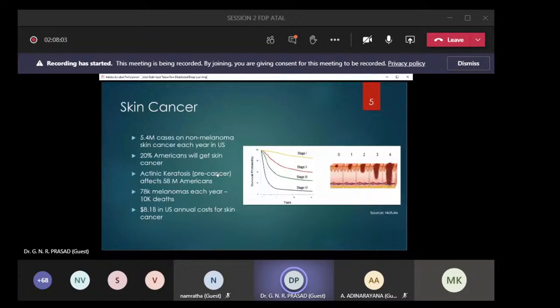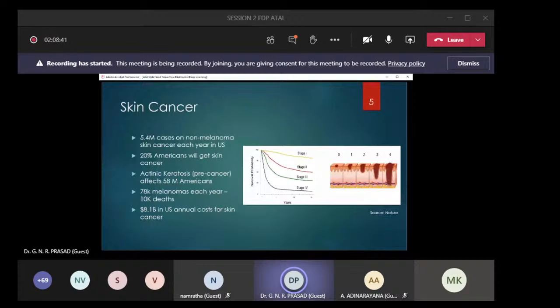So medical imaging. The second one is called medical imaging. The application is medical imaging. 5.4 million cases are non-melanoma skin cancer each year in the US. From the skin cancer point of view, this is how we use deep learning. 20% of Americans will get skin cancers. Actinic keratosis, which is a pre-cancer, affects 58 million Americans. 78K melanomas each year, 10,000 deaths. 8.1 billion dollars is the annual cost of skin cancer in the US.